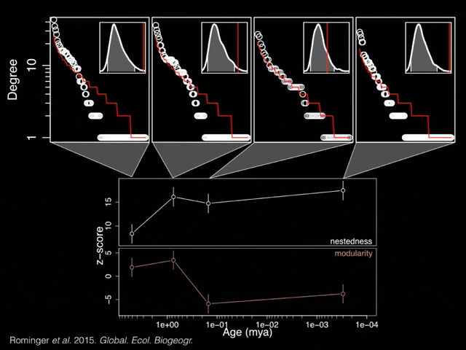It's going to more likely interact with a generalist than with a specialist, and that disproportionate interaction of specialists with generalists, and generalists among each other, is what nestedness is. So assembly by dispersal is consistent with this nestedness pattern. And then for modularity, it really picks up at these older sites.